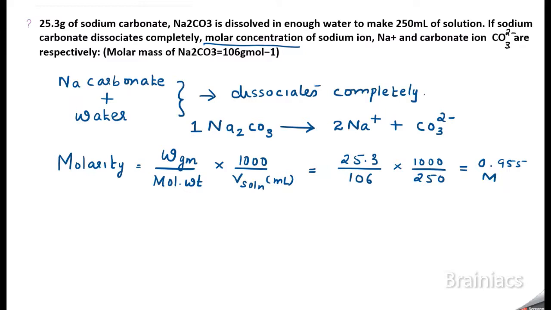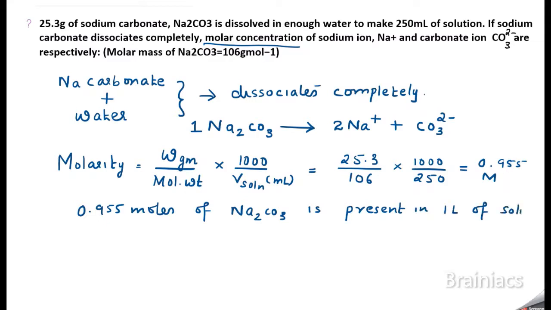So what is the meaning of this? 0.955 molar means that 0.955 moles of Na2CO3 is present in 1 liter of solution. You might have remembered that standard definition of molarity. If somebody says 5 molar solution, it means 5 moles of the solute is present in 1 liter of the solution.